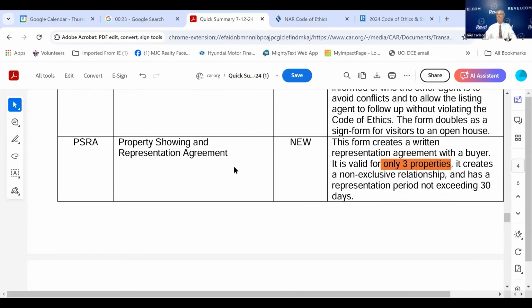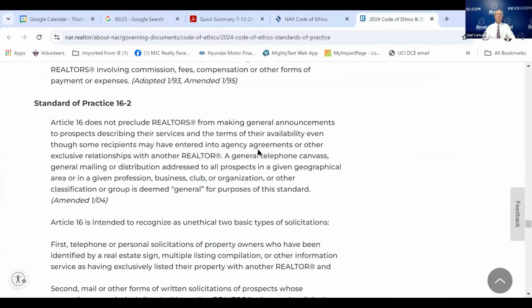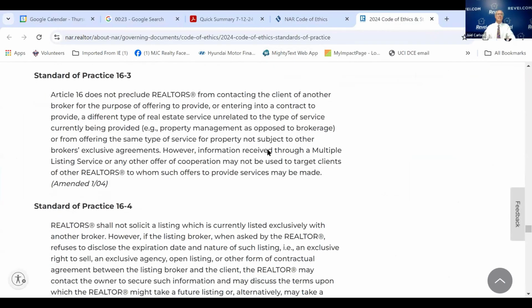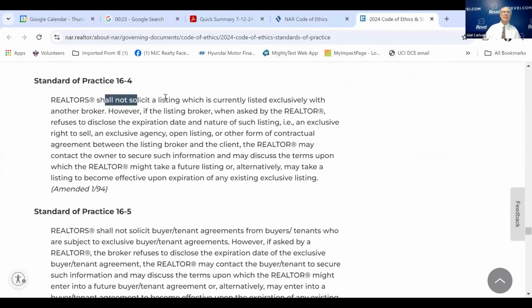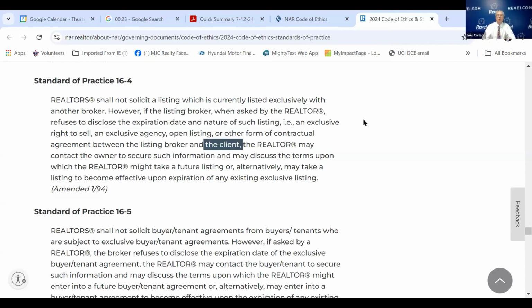All right. So now, going back here to our code of ethics, let's see. Code of Ethics, Article 16. 16-4 talks about will not solicit a listing that is currently listed. However, if the listing agent, when asked by a realtor, refuses to disclose the expiration date or nature of the listing, then you can go directly to the client. This is your code of ethics.